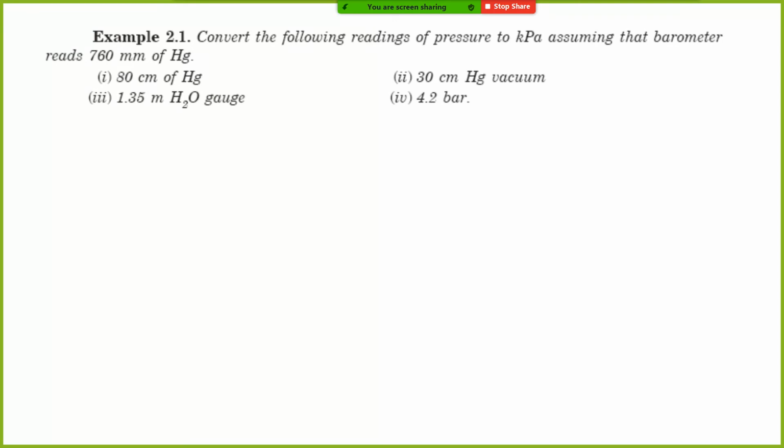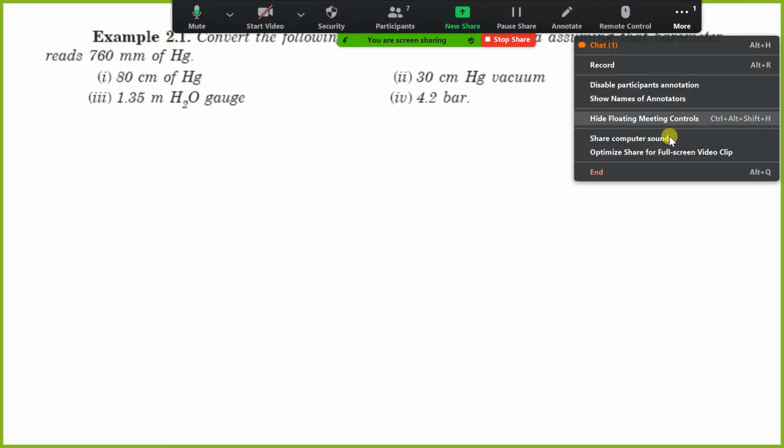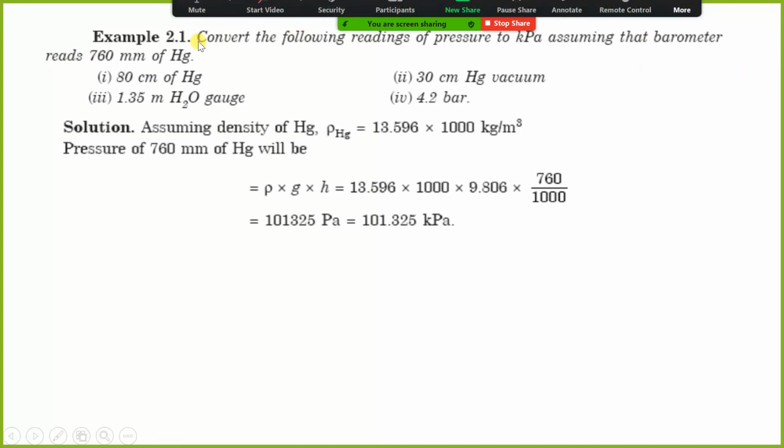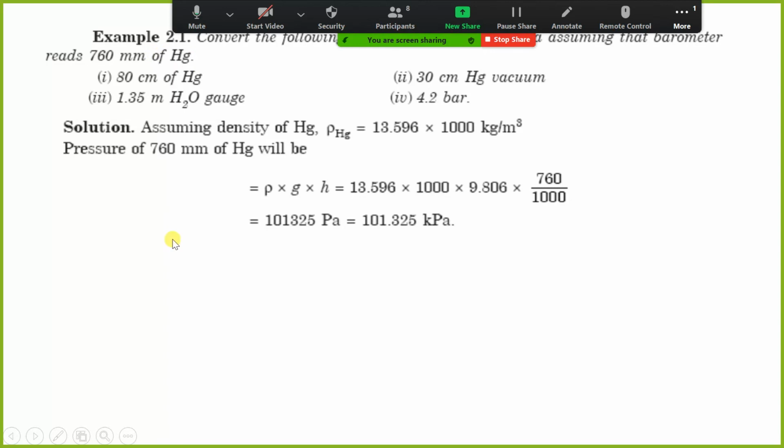Next example: convert the following readings of pressure to kilopascal, assuming that the barometer reads 760 mm of Hg. We have to convert into kilopascal. It is not asked to convert into absolute, so we will convert into gauge. The barometer is a device which gives the atmospheric pressure, and the atmospheric pressure is 760 mm of Hg.